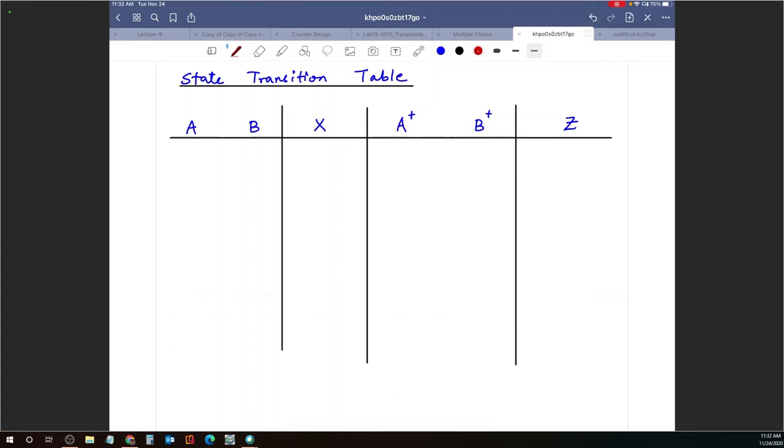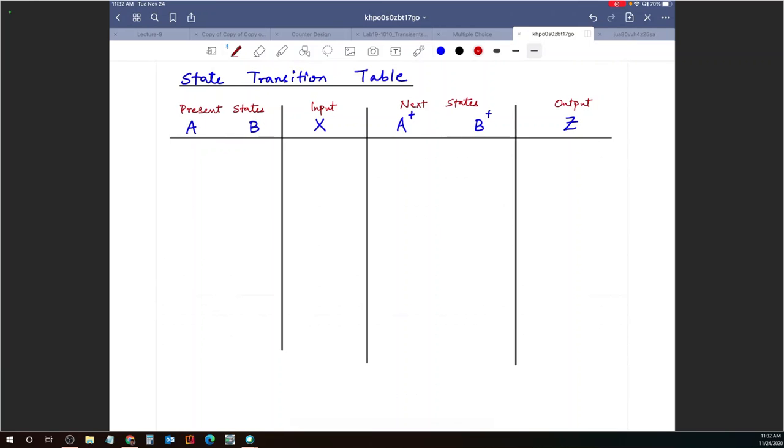So let me write this down here. This is present states, input or inputs. In this case, we only have one. Next states and outputs. In this case, we only have one, so output.